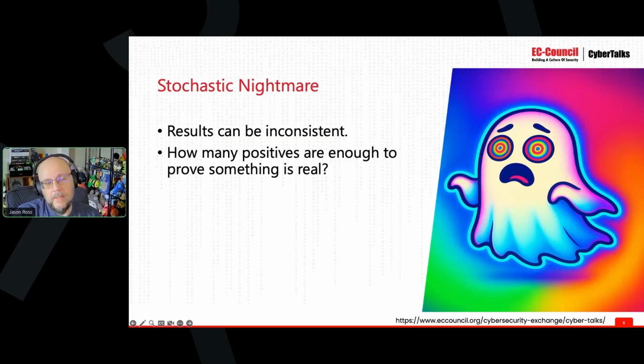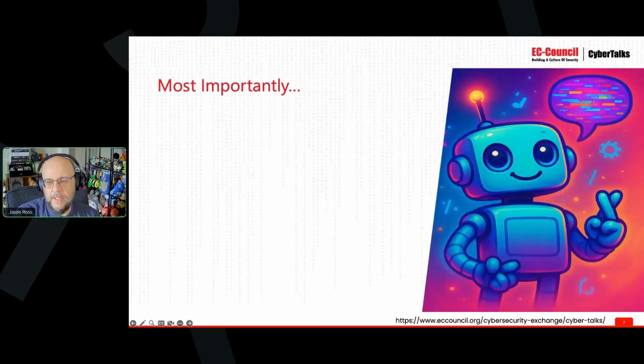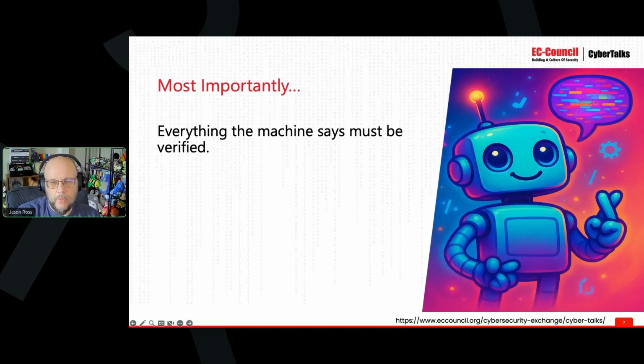One of the key differences, though, is everything the machine says must be verified, right? AI lies. It makes stuff up, it hallucinates, which means it may look like your attack worked, but you don't know for sure if it worked or not. It could just be faking it.